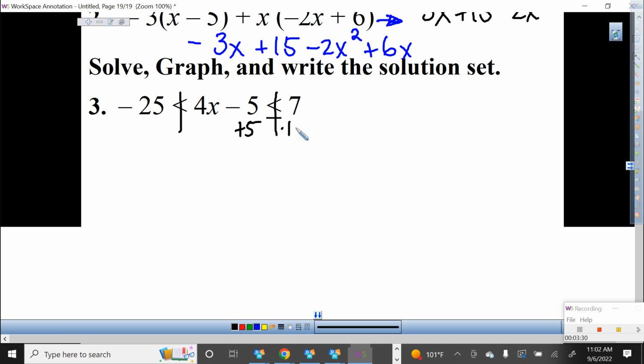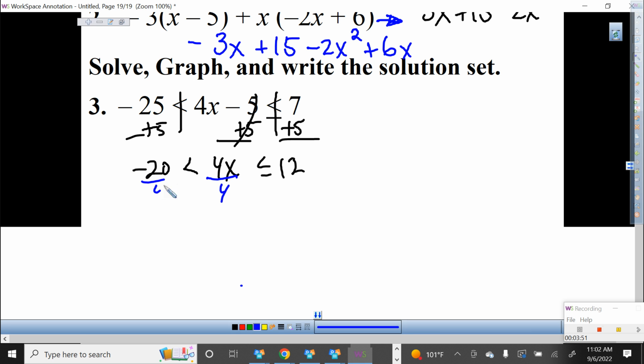Add 5 to all sides. Add 5, add 5. We got negative 20 less than 4x, less than or equal to 12. Continue, Ayana. Divide by 4, divide by 4, divide by 4. We got negative 5 less than x, less than or equal to 3. Hands if you got that.